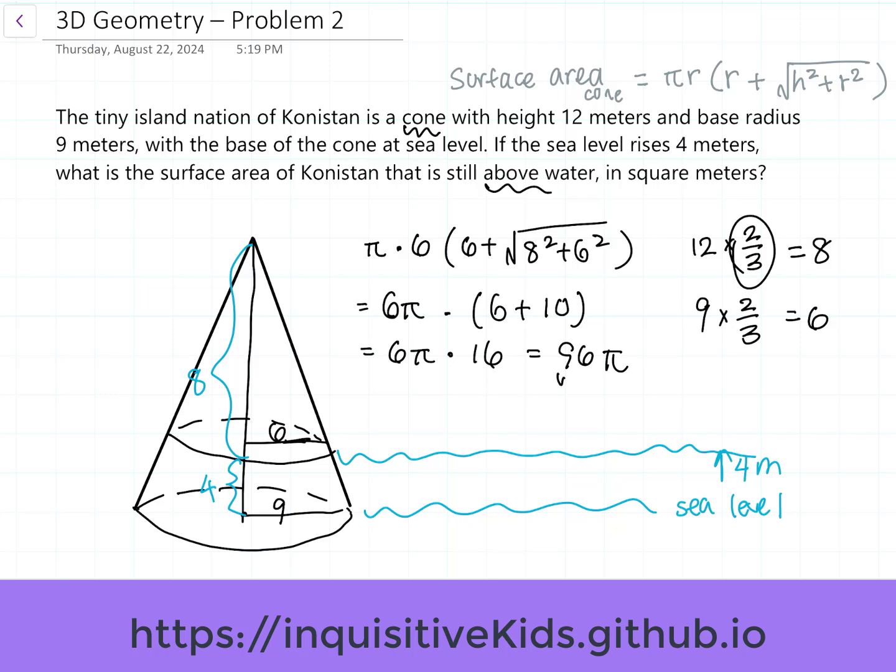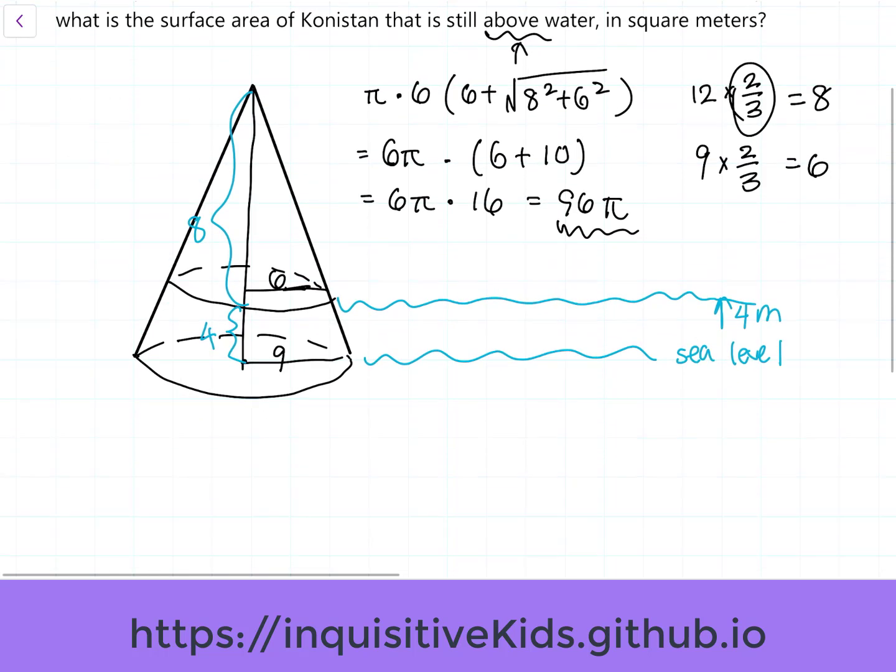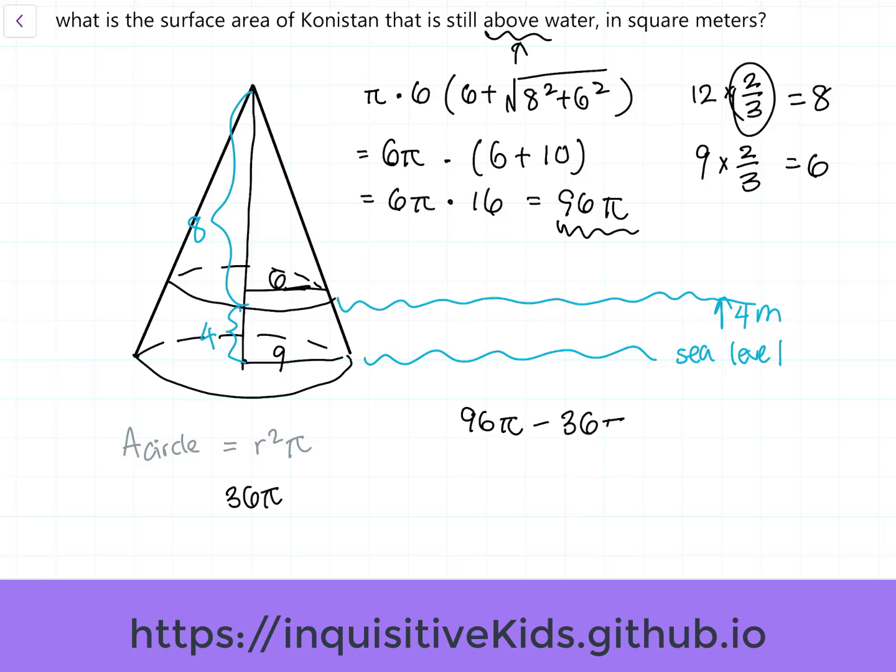Now, hold on there. This is very close to our answer, but not yet, because we're talking about the part that is above water. So always go back and reread the problem because you might not know what you're missing. And now we're going to subtract the base circle. We know that obviously the area of a circle is the radius squared times pi. And we know that the radius is 6 in this case. So we have 36 pi. Now if we subtracted 36 pi from 96 pi, we would get 60 pi. So our final answer to the problem is 60 pi.